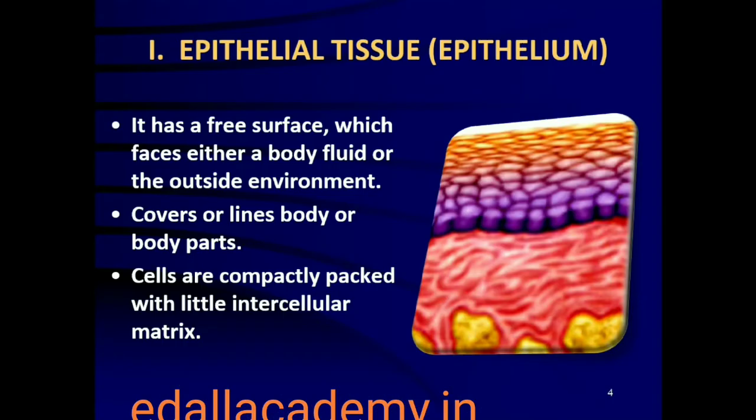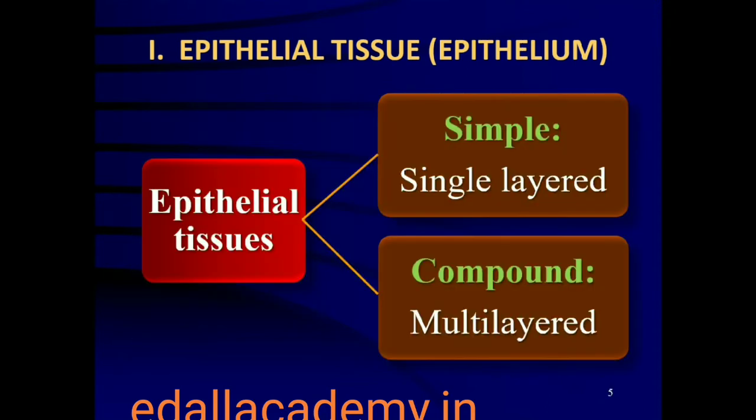7.1.1 Epithelial tissue. We commonly refer to an epithelial tissue as epithelium, plural, epithelia. This tissue has a free surface, which faces either a body fluid or the outside environment and thus provides a covering or a lining for some part of the body. The cells are compactly packed with little intercellular matrix. There are 2 types of epithelial tissues, namely simple epithelium and compound epithelium.